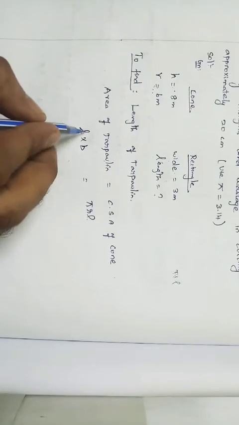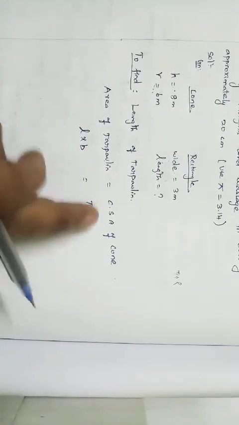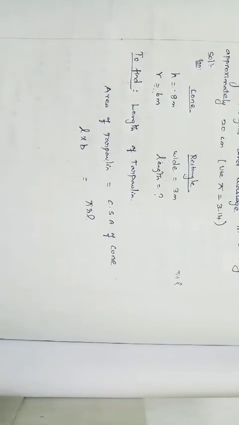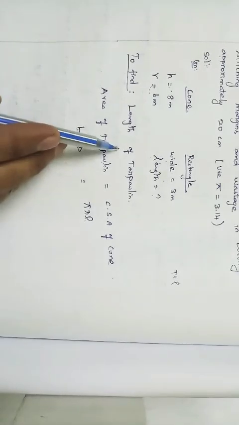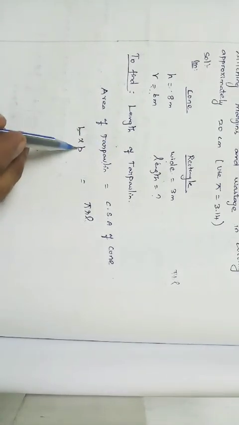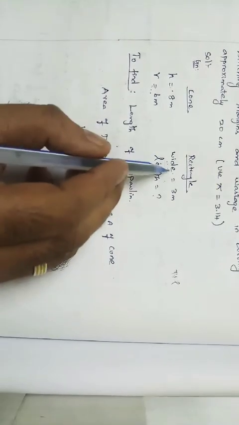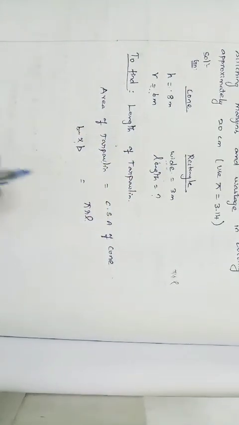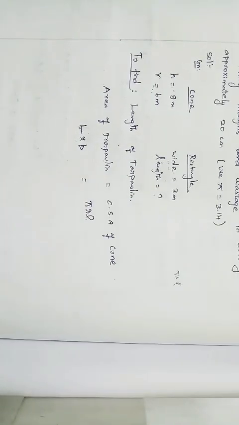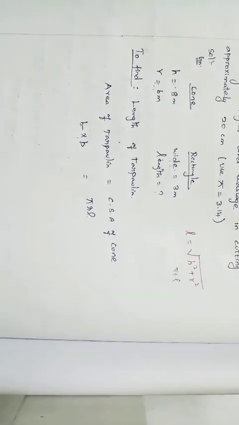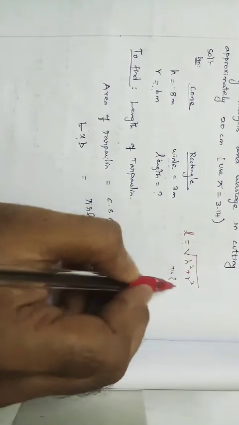This L alone you can make a capital L, because we have two L's and we will get confused. Here the capital L is nothing but the length of the tarpaulin, and B is the wide, the breadth, both are the same thing. Now we know all the values, but still we want to find the slant height L, right? How are we going to find L? Already we know the formula. L is equal to square root of h square plus r square.